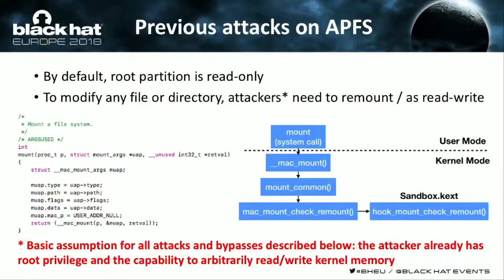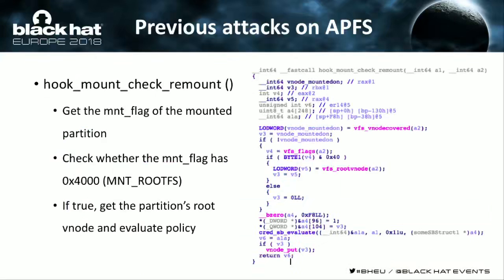When we remount a root partition, the kernel performs sandbox checks in the function hook mount check remount, as we can see in this right figure. And in this hook mount check remount function, the kernel gets the mount flag of the mounted partition and checks whether the flag indicates that this partition is a root partition. If the partition is a root partition, the kernel gets the partition's root vnode and further evaluates sandbox policies.